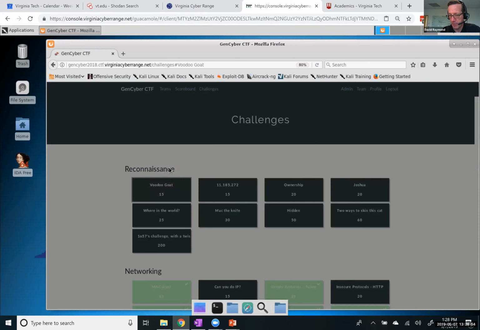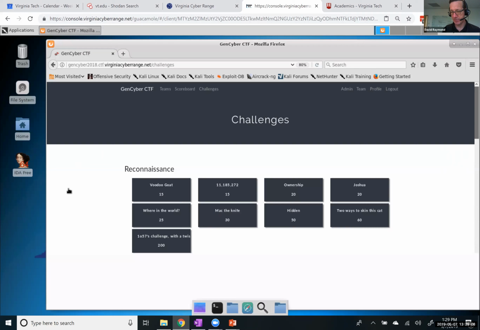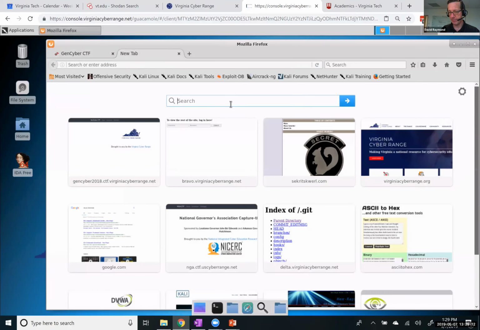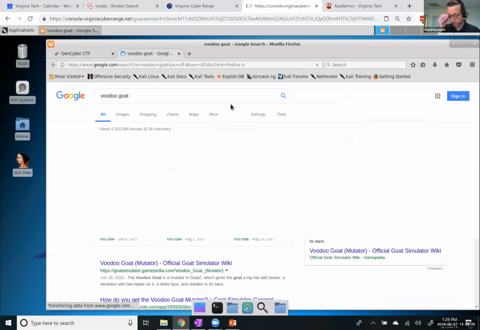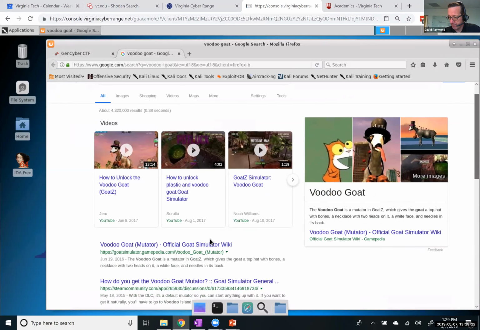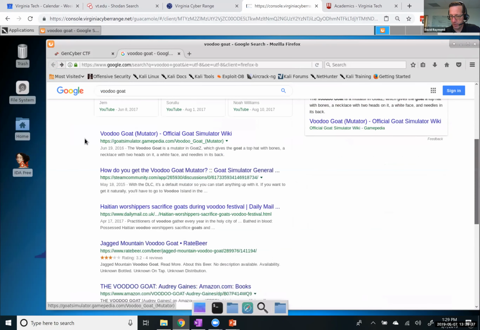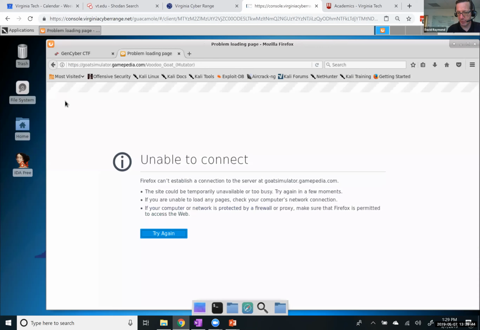Okay, so Voodoo Goat talks about Secret Squirrel, pipe tobacco. All right, so here, if you don't have any idea what this is talking about, remember we said that the challenge name is sometimes a hint. So let's go to our Google here and type in Voodoo Goat. Okay, and there's some things here. Voodoo Goat is a mutator in Goat Simulator, which gives the goat a top hat with... yeah, I'm not quite sure what that is. So that's something, right? Voodoo Goat mutator, official Goat Simulator wiki, gamepedia.com. I guess that's getting blocked by our proxy.